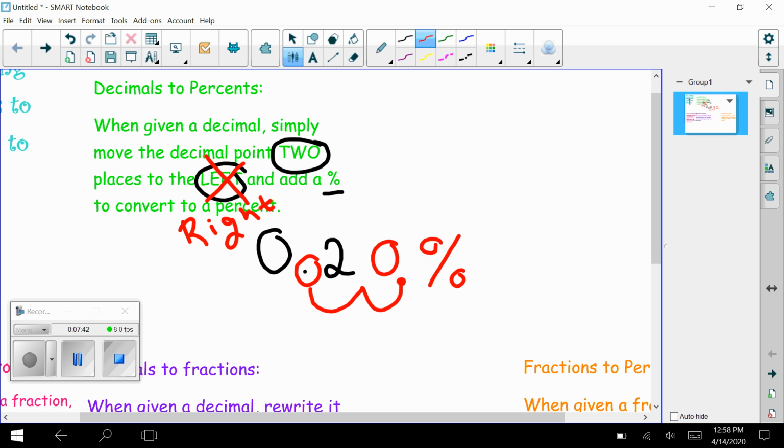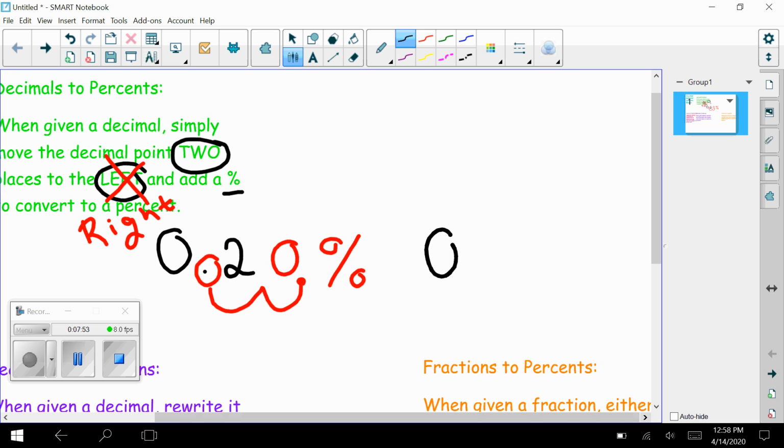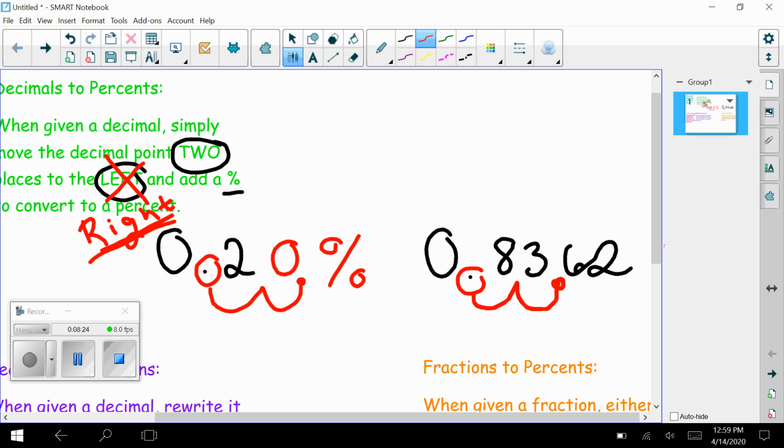Let's look at a bit more of a challenging number to start. So let's look at, what if we have 0.8362? All right, a little messy there. So our instructions are exactly the same. We take our decimal point and we move it 2 places to the right, not the left. Sorry about that. We move it to the right. So we always want to be going bigger here. 1, 2. So now we have 83.62%.